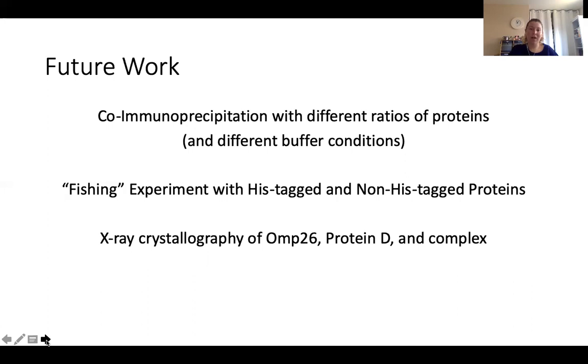We also want to further the crystallization studies with the Bloodhorn lab and get X-ray crystallography of OMP26 by itself, protein D by itself, and then the complex. And hopefully the studies of these structures will help us look at, okay, we know the structures and we know where the active site is, so how are they interacting? Are they interacting in the active site and binding, or are they just interacting covalently? So these are really critical experiments that we want to focus on in the near future.